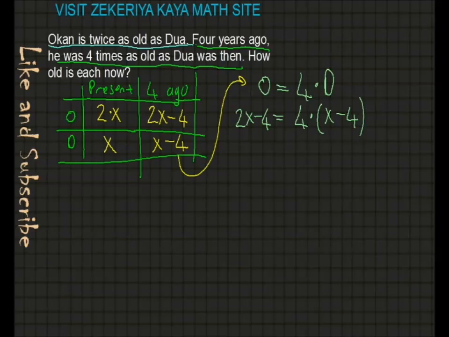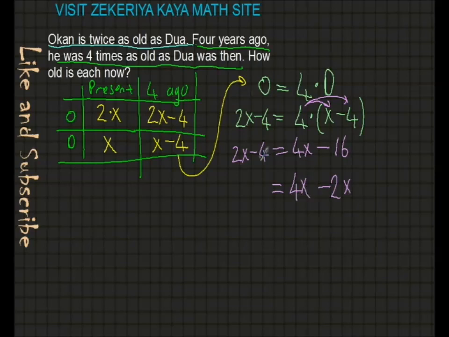So let's solve this equation. First we must open the parentheses. 4 times x, 4x, 4 times minus 4 is minus 16. 2x minus 4 is in here. 2x and 4x, which one is smaller? 2x is the smaller. That means we move 2x to the other side. If we move 2x to the other side, it will be minus 2x, and 4x is already on the right side.